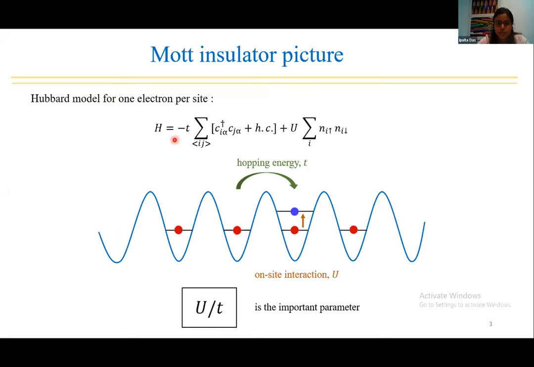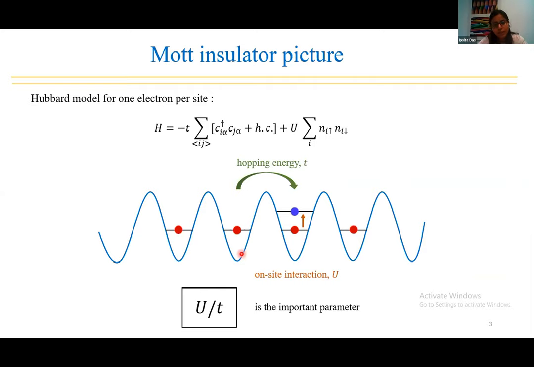The Hamiltonian has mainly two terms. One is the hopping energy, which is given by small t here. And the other one is the on-site Coulomb interaction term given by U. So if we consider the Bloch potential, then there is an on-site Coulomb interaction term between two electrons. And on top of that, there is a huge energy cost if you want to pop one electron from one site to another. So basically, in a Mott insulator picture, this ratio of U by t is much higher, so you have an insulating state.